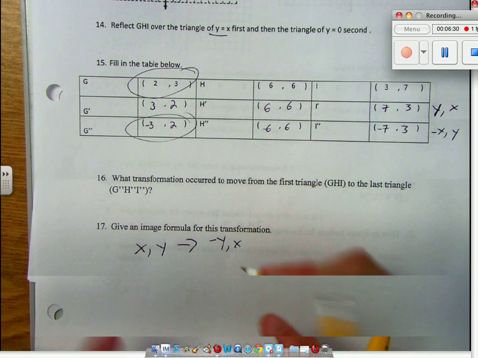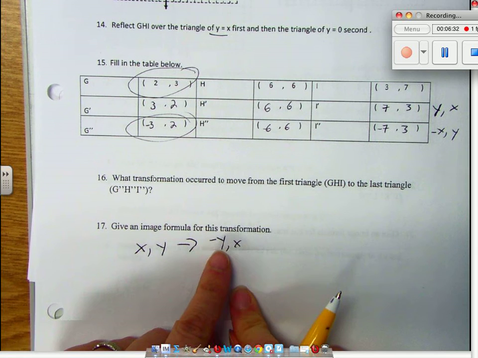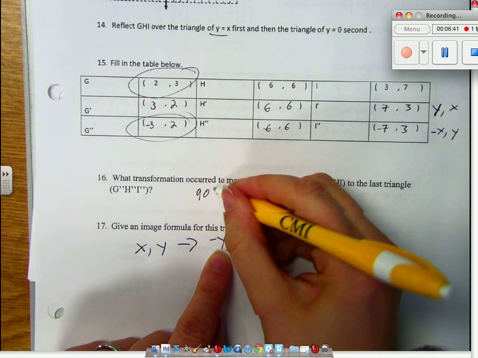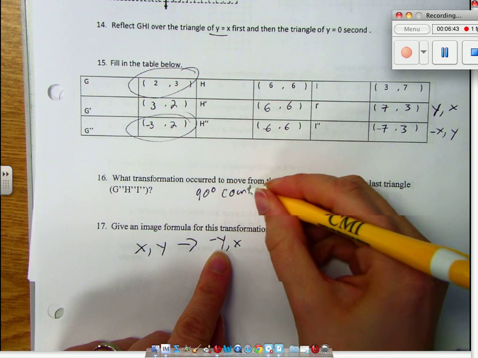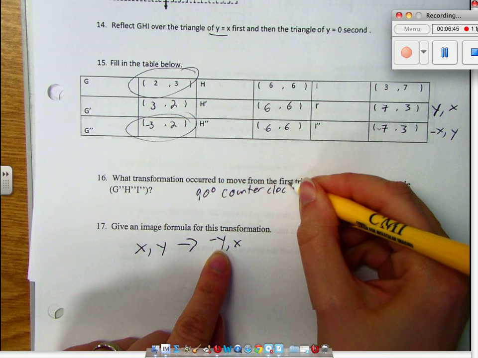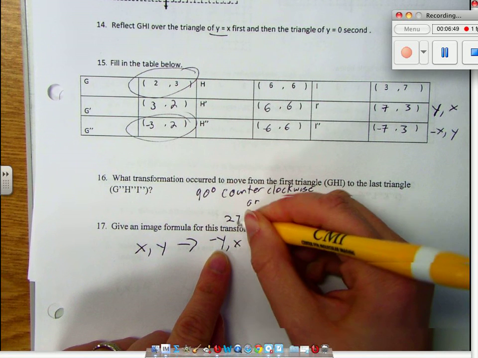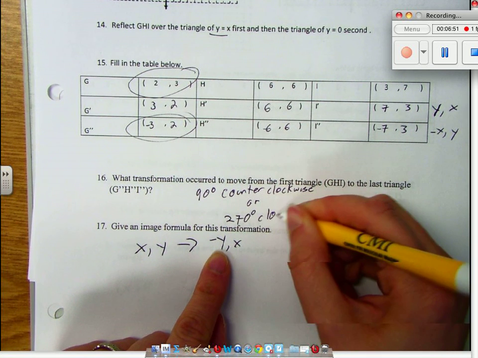I like to do number 17 first because then I have that image formula right there. And right behind Luann and Allie, I can see which one it can be. It's 90 degrees counterclockwise or 270 degrees clockwise. Yes, Allie, did you have a question?